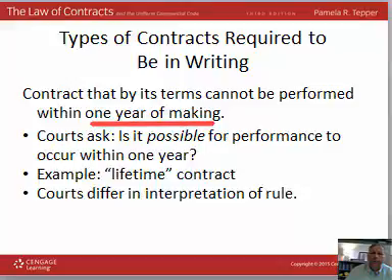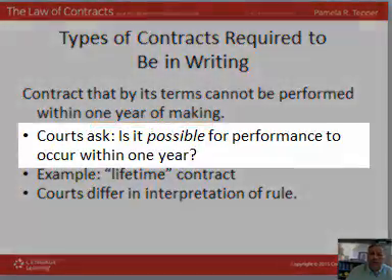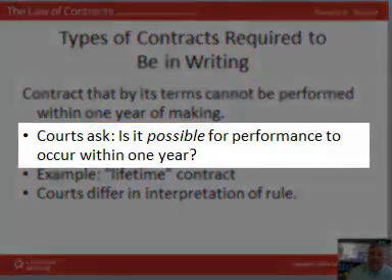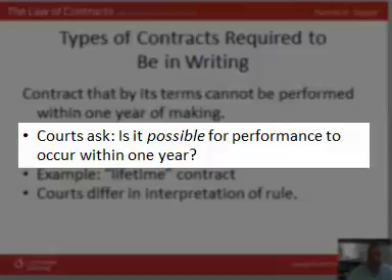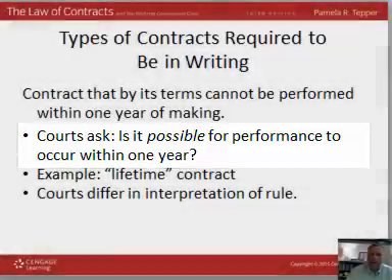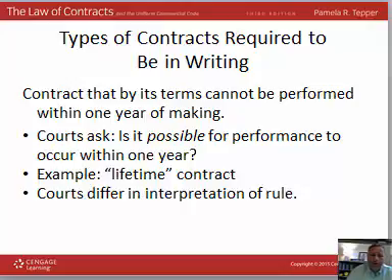The second question is you have to decide whether or not it's possible for performance to occur within 1 year. Is it possible, in other words? So one example where we have some problems with this are lifetime contracts. Most of us think of lifetime contracts that are hopefully going to be for more than a year. But is it possible that we could die within the year? If the answer is yes, then there may be a different interpretation available.